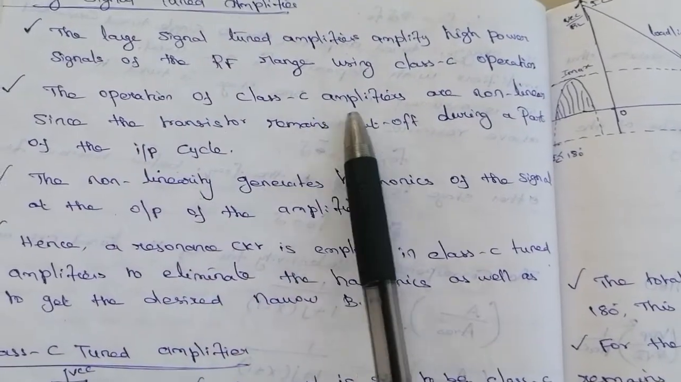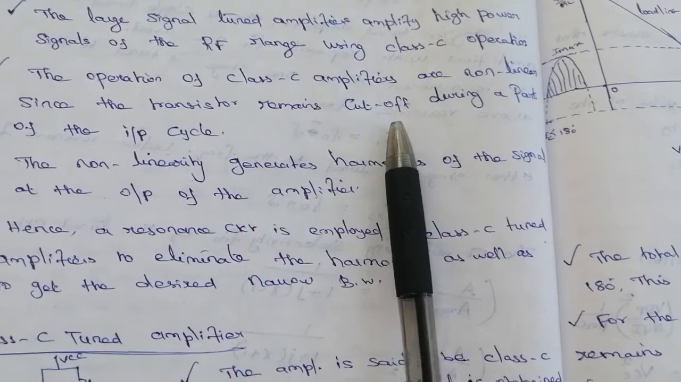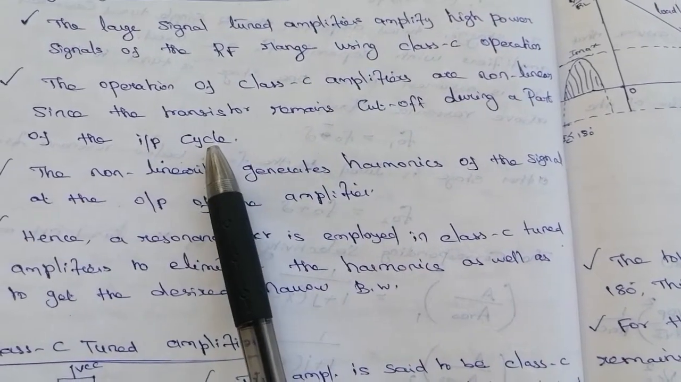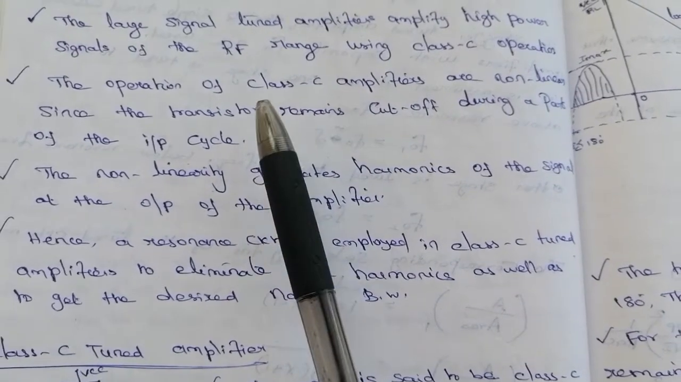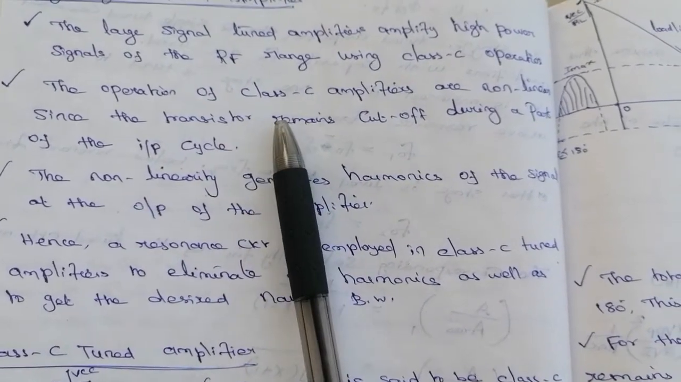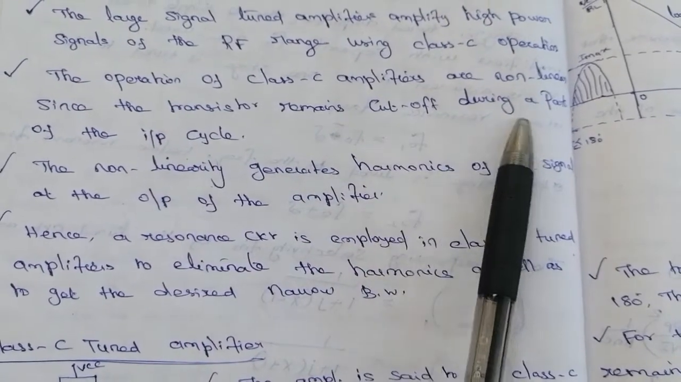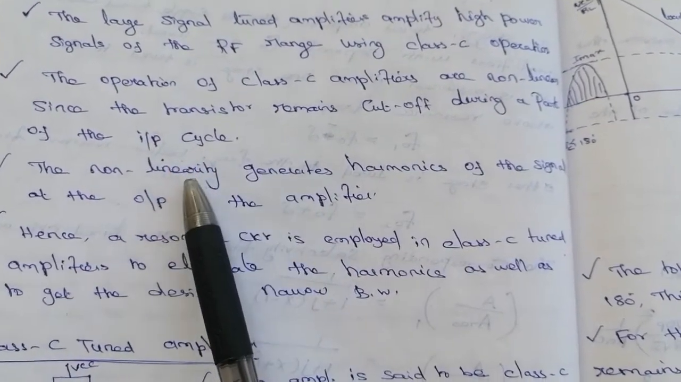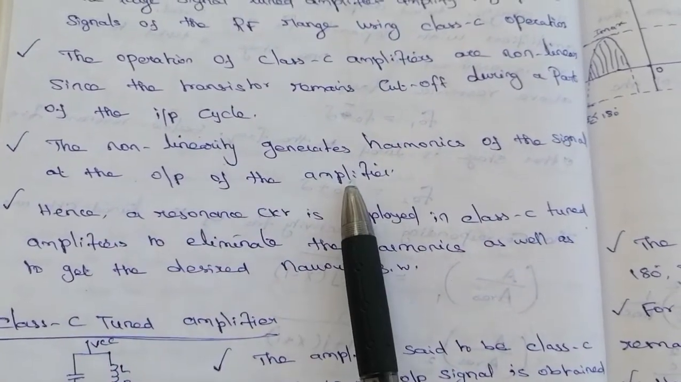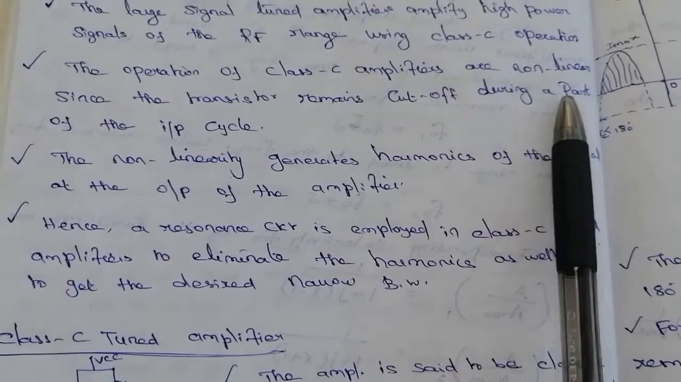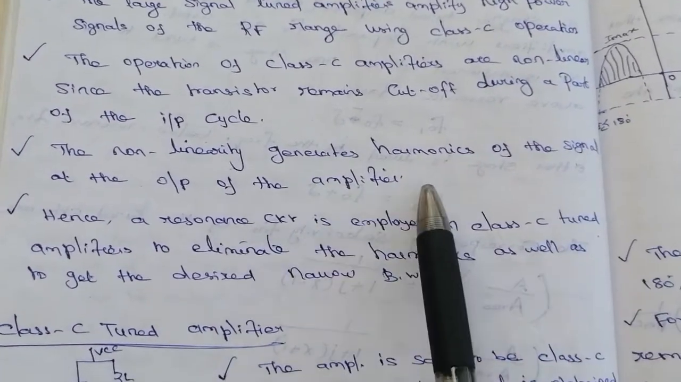The operation of class C amplifiers is non-linear since the transistor remains cut off during a part of the input cycle, which means the class C amplifier operates for less than half, 180 degrees. That's why it indicates that the transistor remains cut off during a part of the input cycle. The non-linearity generates the harmonics of the signal at the output of the amplifier.